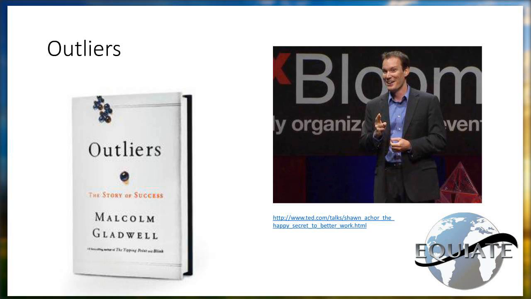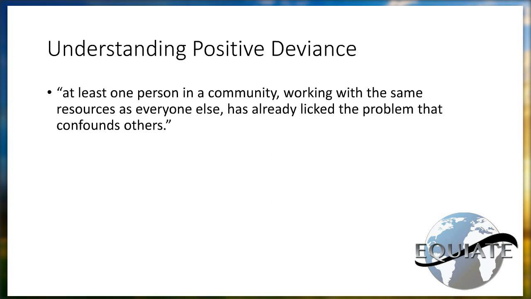Positive deviance focuses on understanding outliers in its first phase and has as its foundation the idea that at least one person in a community working with the same resources as everyone else has already licked a problem that confounds others. This is what makes positive deviance different than outliers.